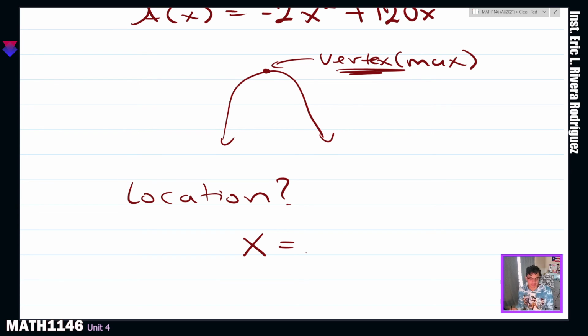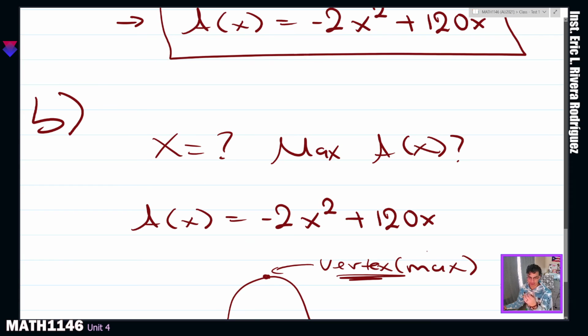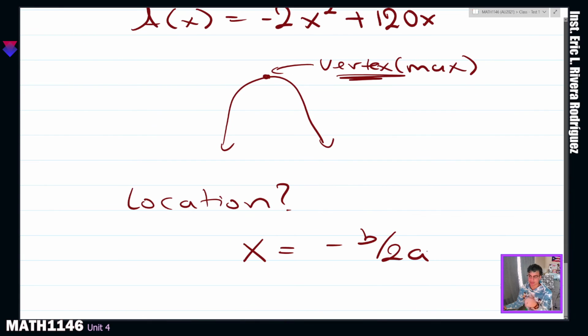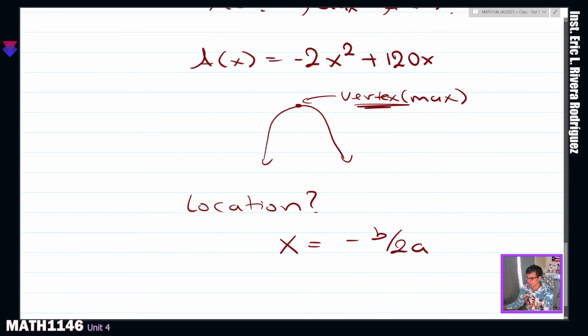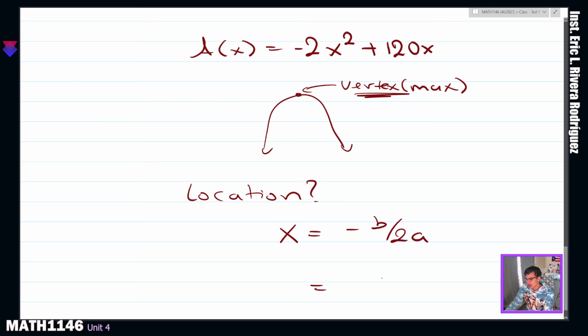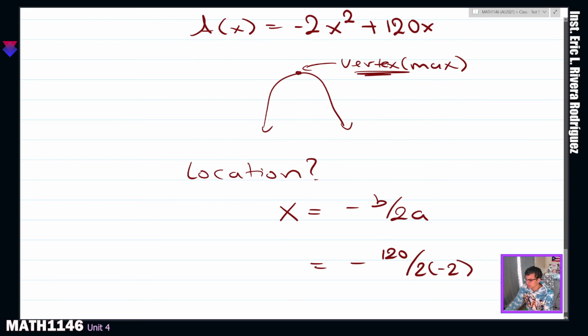Exactly what we have there: minus b over 2a. Okay, see why this is important. Knowing that we have a standard form, now we have this in our hand. So what is this value? b here is 120 and a here is negative 2.